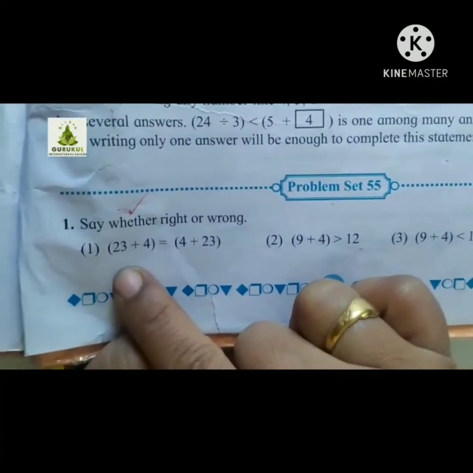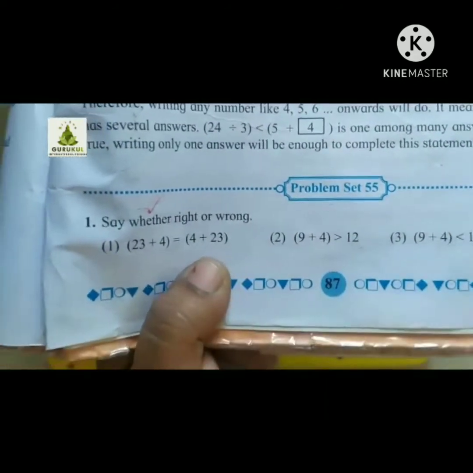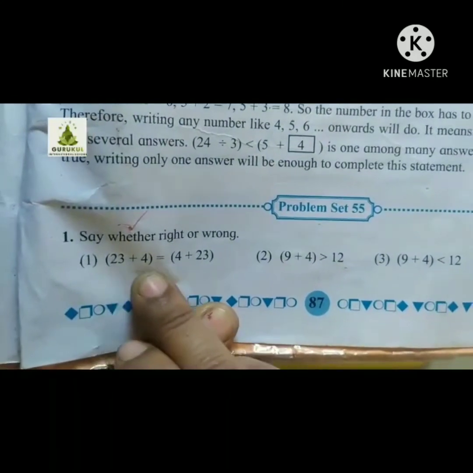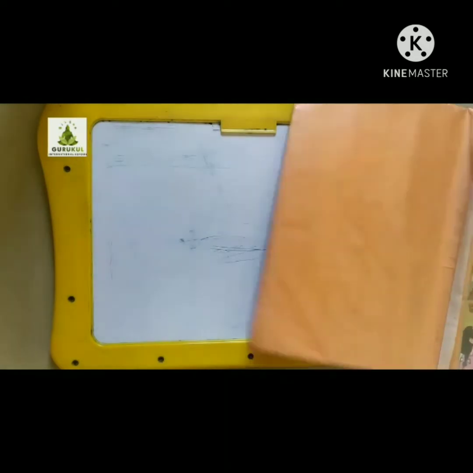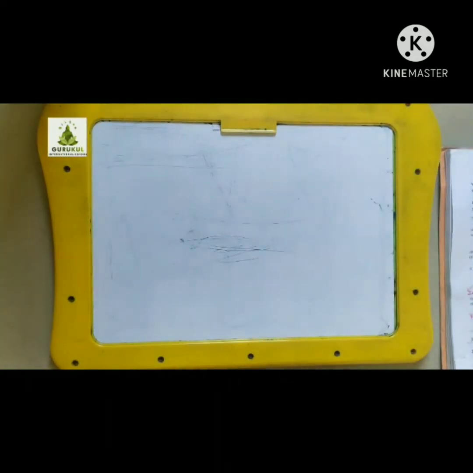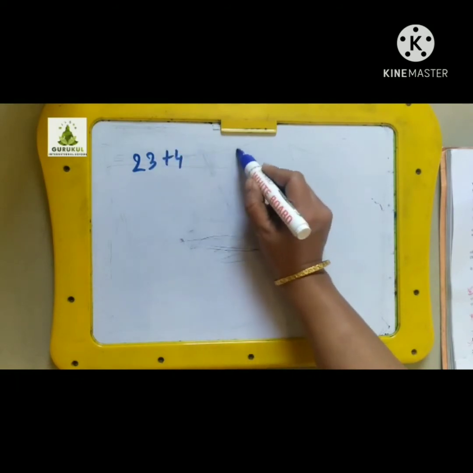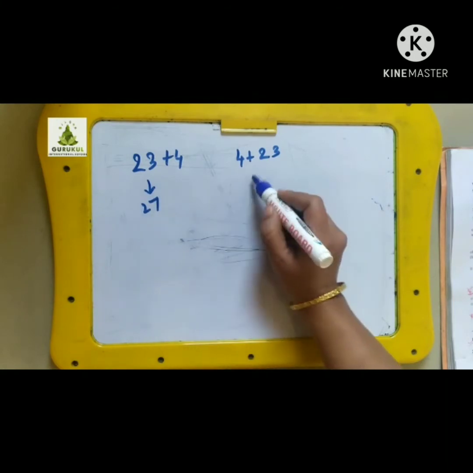You have here 22 plus 4 is equal to 4 plus 22. Now tell me, what is the answer for 22 plus 4? 27. 4 plus 23 will also give you 27 because the numbers are the same. You write 23 plus 4 or you write 4 plus 23, your answer is going to be 27 itself.